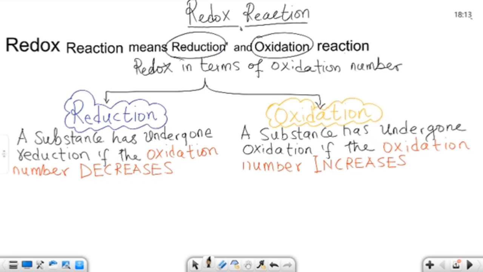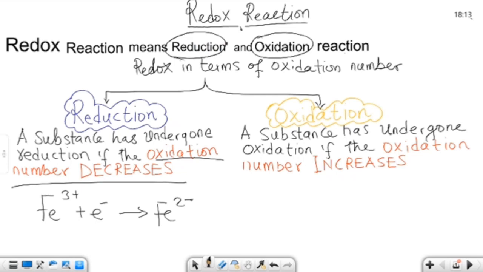Now for reduction, a substance has undergone, or is said to have undergone, reduction if the oxidation number decreases. So when you have a chemical reaction such as this, you have Fe3+, which accepts one electron to give you Fe2+. In terms of the oxidation number, here it is 3+, while at the product side it is 2+. If you look at the oxidation number, it is reducing. So in that case, we say that Fe3+ has undergone reduction.